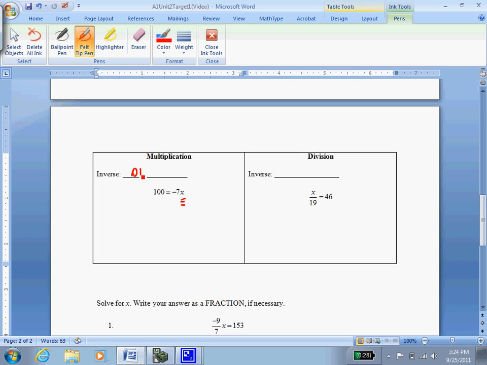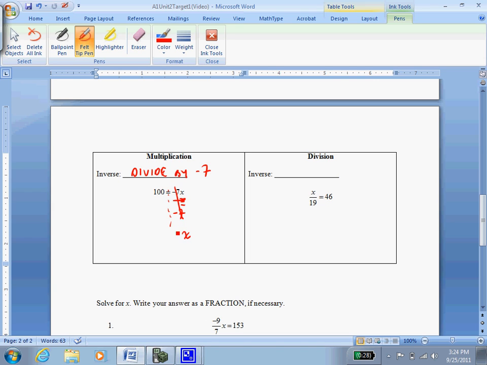So what we do, we're going to divide by negative 7. And again, we have to do it on both sides. So negative 7 divided by negative 7, that's just 1. So we get 1x. And again, 1x, 1 times x, that's a waste of ink to write that because 1 times x is just x. So we just can have x.